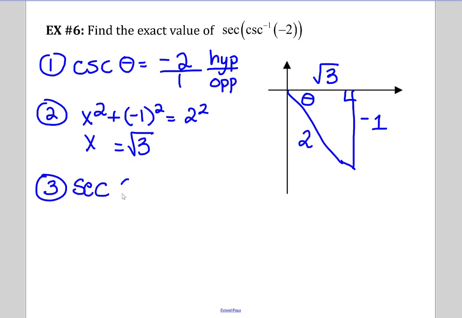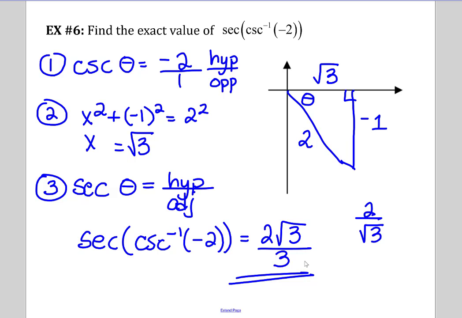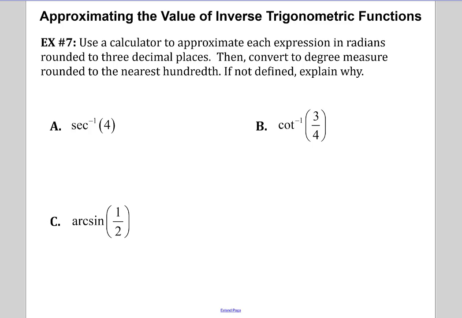What's the secant of the angle of interest that we just drew? Secant is hypotenuse divided by adjacent. So the composition, the secant of the cosecant inverse of -2, is going to be 2 divided by radical 3. But when you rationalize this, we would end up with 2 radical 3 over 3 after it's rationalized. So that's pretty straightforward.